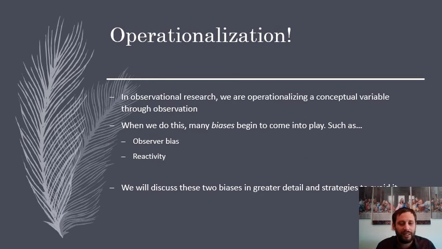In this unit, we're going to talk all about operationalization. In observational research, we're clearly operationalizing a conceptual variable through observation. And whenever we operationalize a variable, there is a lot of bias associated with it as well. Two of the biases that we're going to be talking about today are observer bias and reactivity. And in the next set of slides, I'm going to discuss these biases in greater detail and strategies to avoid them.